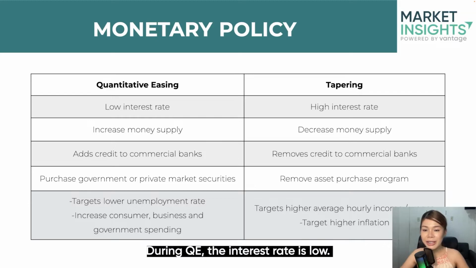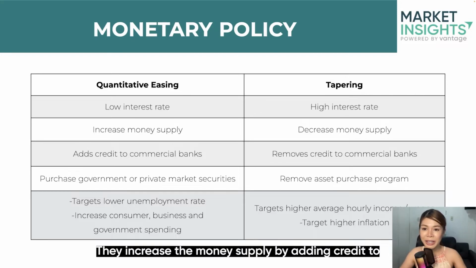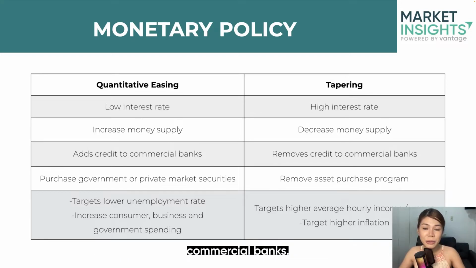During QE, the interest rate is low. The economy is not doing well, it needs help, thus they would implement QE. So what do they do during QE? They increase the money supply by adding credit to the commercial banks.